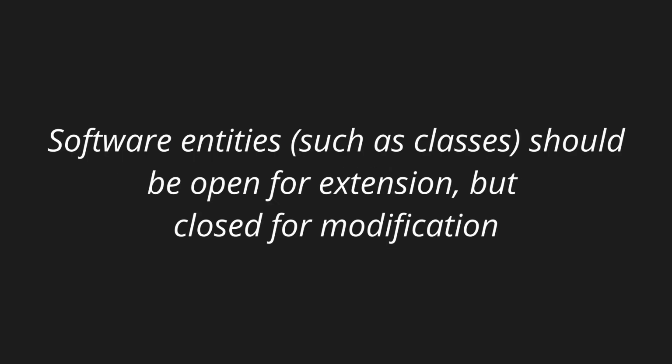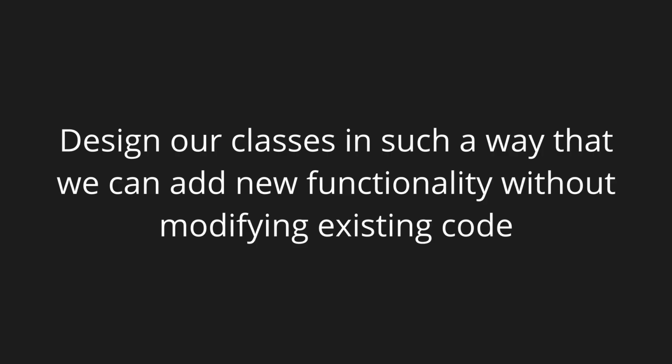The open-closed principle states that software entities such as classes should be open for extension but closed for modification. That is, we need to design our classes in such a way that we can add new functionality without having to modify existing code. Let's understand this with an example.